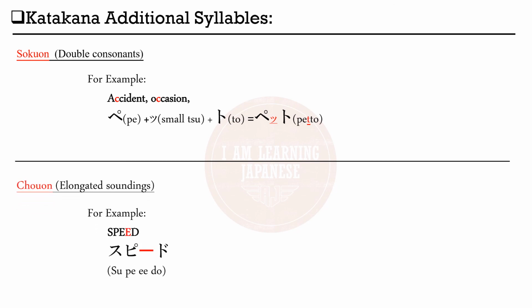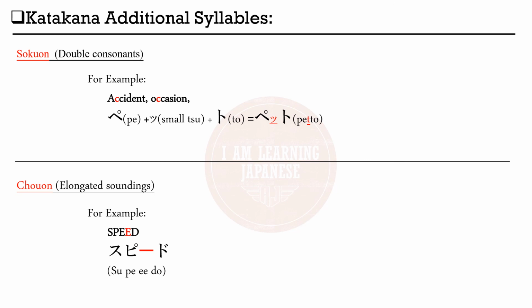Let's move on to Chouon. Chouon is nothing but the elongated syllable. Through an example I will explain Chouon. You can see the word speed. In this word you can see the letter e has been used twice. The requirement for writing the letter twice is the elongation of the e sound. Speed, right? If there is only one e, it might be read as sped. So the elongation requirement is called Chouon sounds.